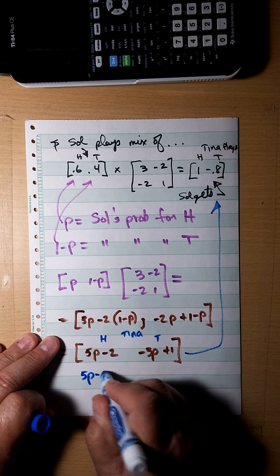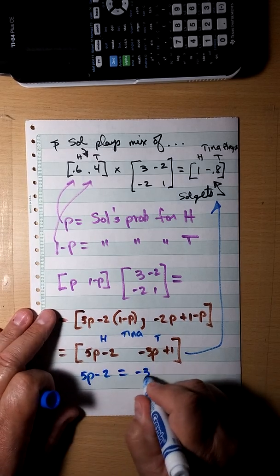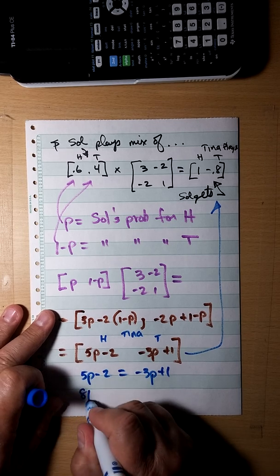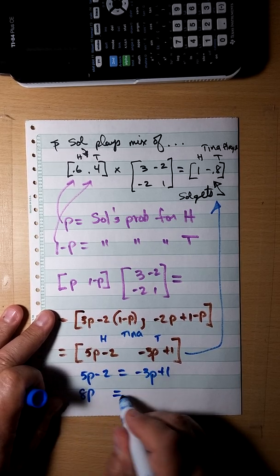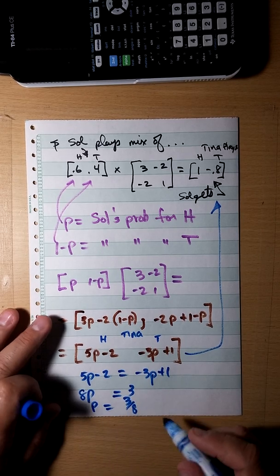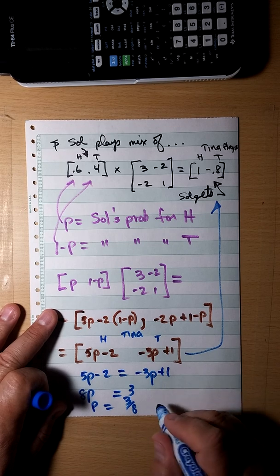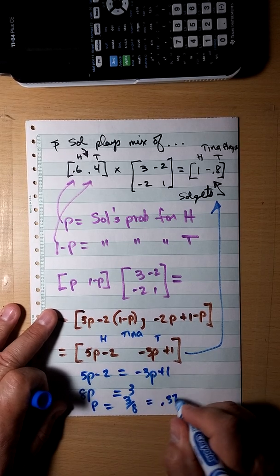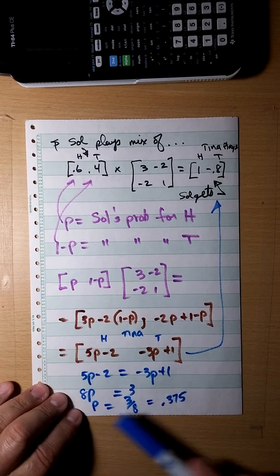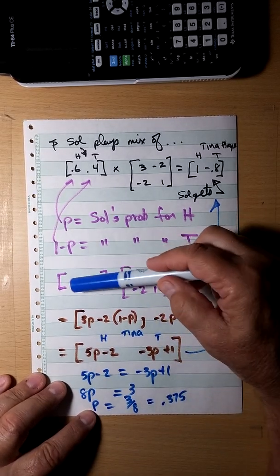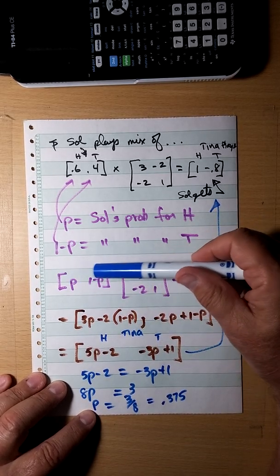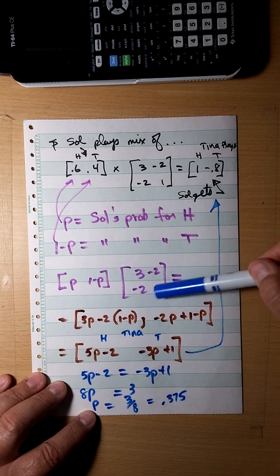So what is 5P minus 2 equal to -3P plus 1? Add 3P to both sides, we get 8P. Add 2 to both sides, we get 3. So P is 3/8. Let's see, 3/8 is 0.375. So that's what you should use here, if you're assuming that she's going to do that. Put in the 0.375 and then the 1 minus P for that.